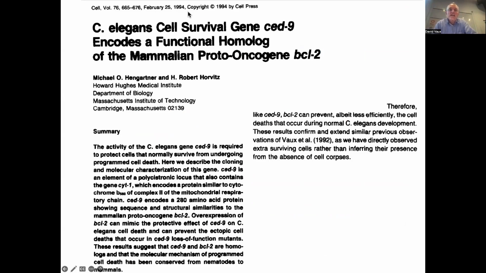And then in February 1994, Mike Hengartner and Bob Horvitz published the sequence showing that C. elegans SED9 encodes a functional homologue of the mammalian proto-oncogene BCL2. This was published in Cell, and to give them credit, they say these results suggest that SED9 and BCL2 are homologues, and the molecular mechanism of programmed cell death has been conserved from nematodes to mammals. They said these results confirm and extend similar previous observations of Vaux 1992, as they have directly observed extra surviving cells rather than inferring their presence from the absence of cell corpses.